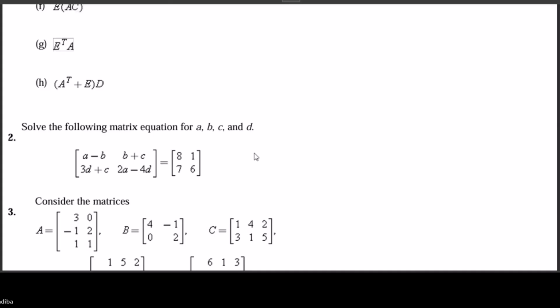Okay, now let's go to, did you get equation 3D plus C is equal to 7? Yeah. Okay, make C the subject then. What do you get? C equals 7 minus 3D.